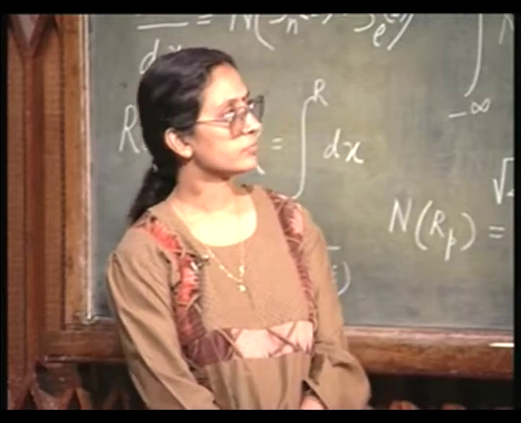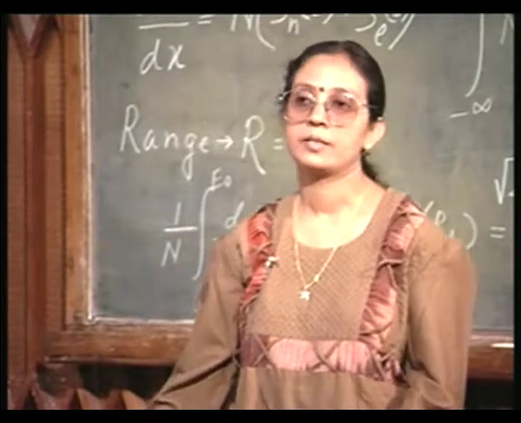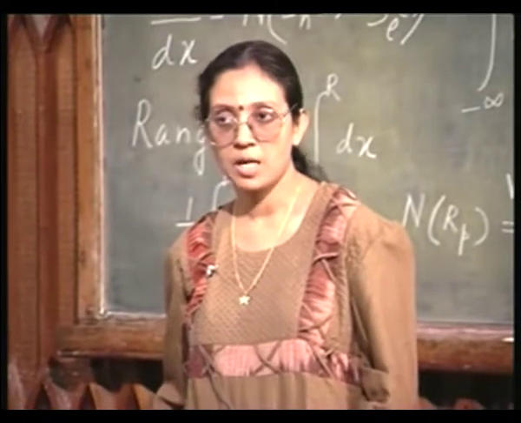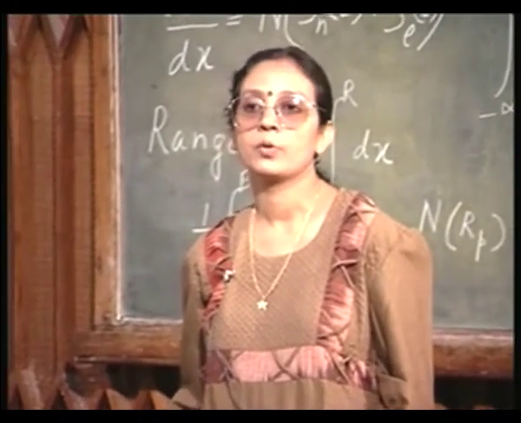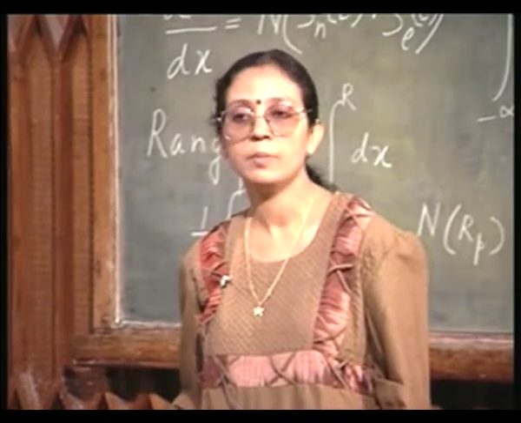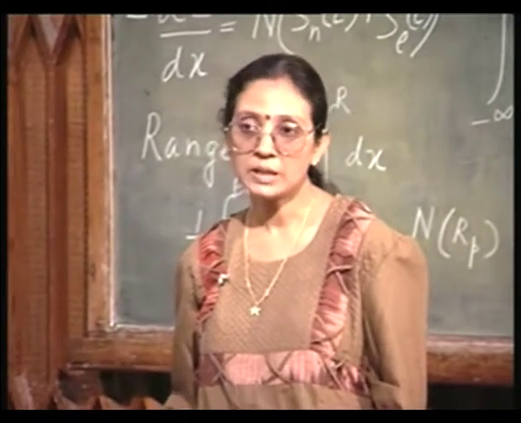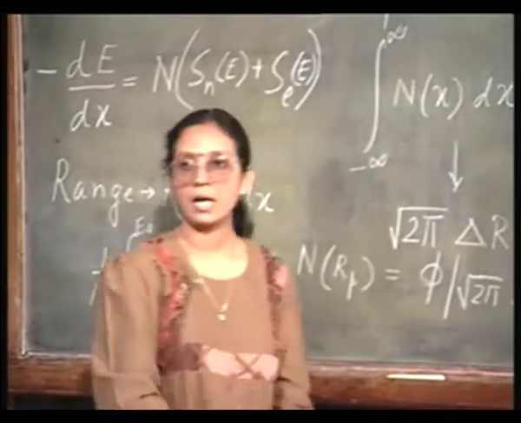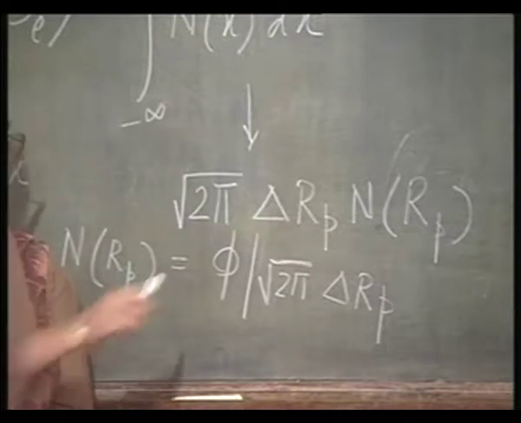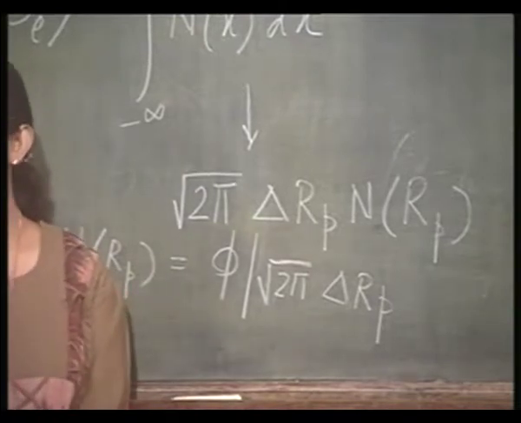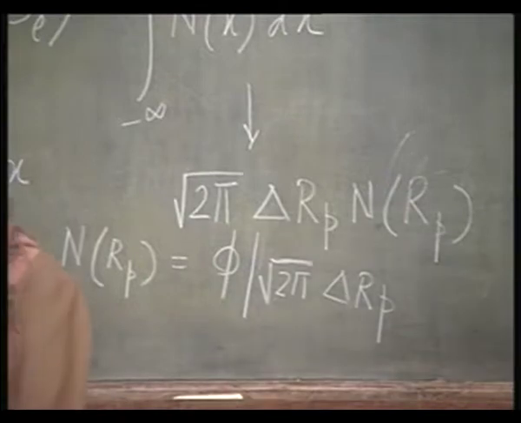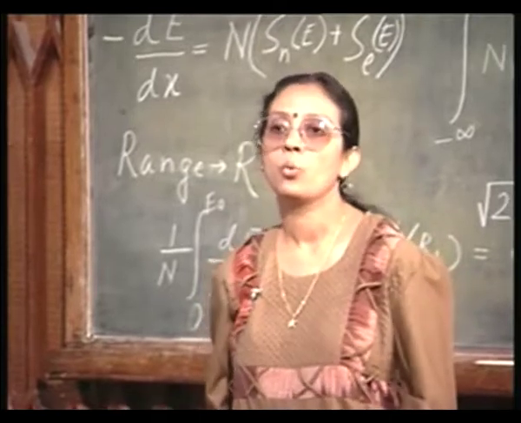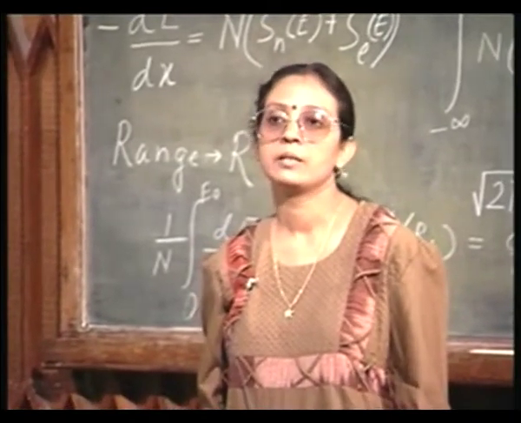So, provided the target is completely amorphized, it is a totally amorphous target, we can approximate the ion implantation profile by a Gaussian profile with a peak at x equal to Rp, which is given as a function of total dose as phi by square root of 2 pi times delta Rp.